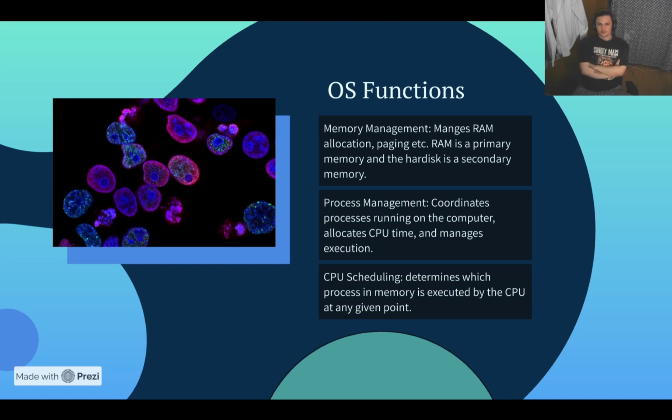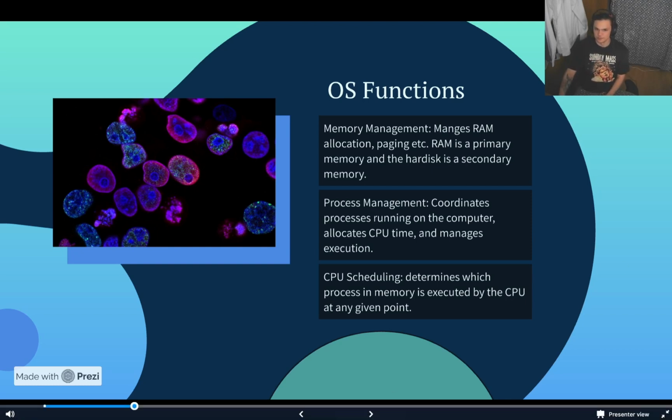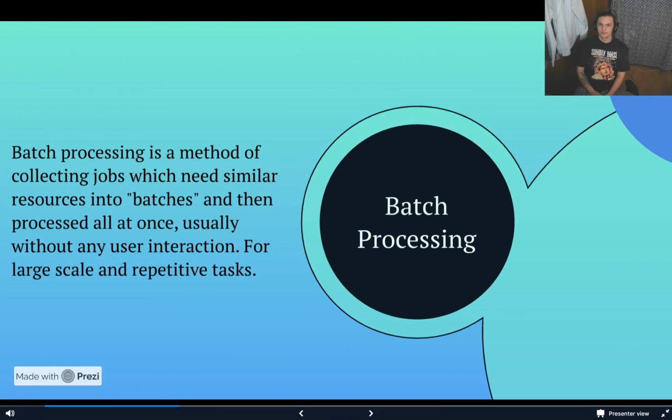The next function is process management, which coordinates processes running on the computer. It allocates CPU time and manages execution. And then CPU scheduling, which determines which process in memory is executed by the CPU at any given point. Now, process management and CPU scheduling kind of go hand in hand. All of this goes hand in hand, really, but CPU scheduling is very closely related to process management. Let's go on to the next slide here.